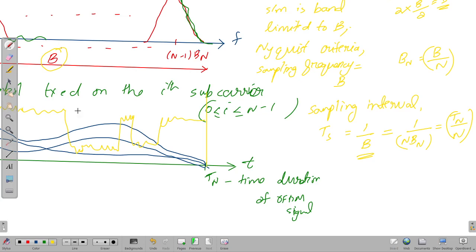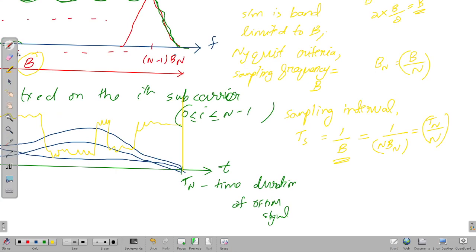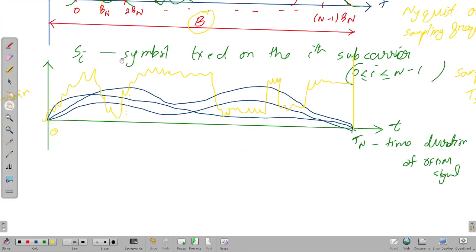which means this signal can be sampled according to the Nyquist criteria at a sampling interval of Ts equal to Tn divided by n. And what is Tn divided by n? So this whole time period is Tn. You divide it into n equally spaced time points. That is Tn divided by n.